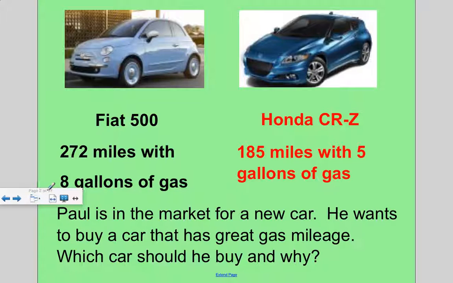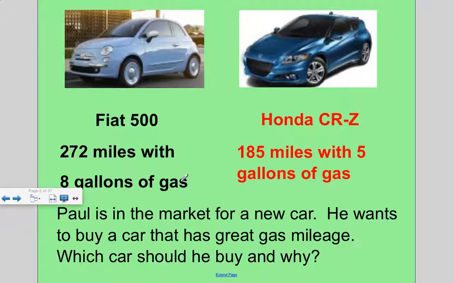So this is a real life situation of what unit rate is, or unit price. But since this doesn't have anything to do with money, we'll use unit rate. So what would you do here? If you just eyeball it, if I double this, that'd be 10 gallons of gas, and that would be almost about 400 miles, a little less, about 15 less. That would be about 370 miles with 10 gallons of gas.